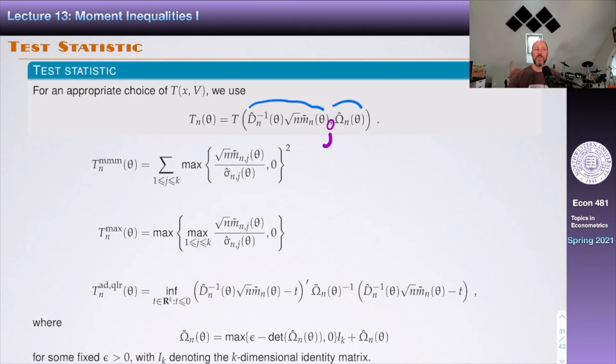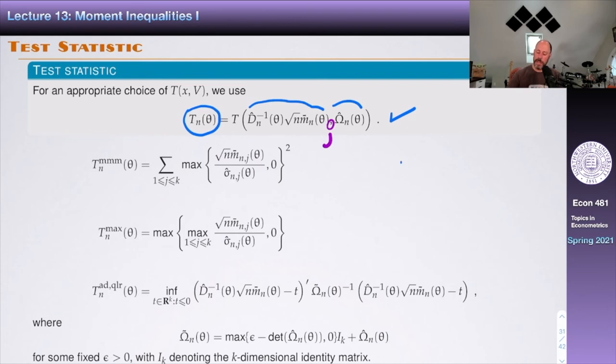So we're going to consider test statistics that admit this representation. I'm going to be using T_n(theta) everywhere, and I'm going to be exploring some properties of this test statistic. All the results that I'm going to present hold for any test statistic that takes this form. What are examples? The examples are the so-called modified method of moments, which is just the sum across all the moments of the maximum between this and zero.